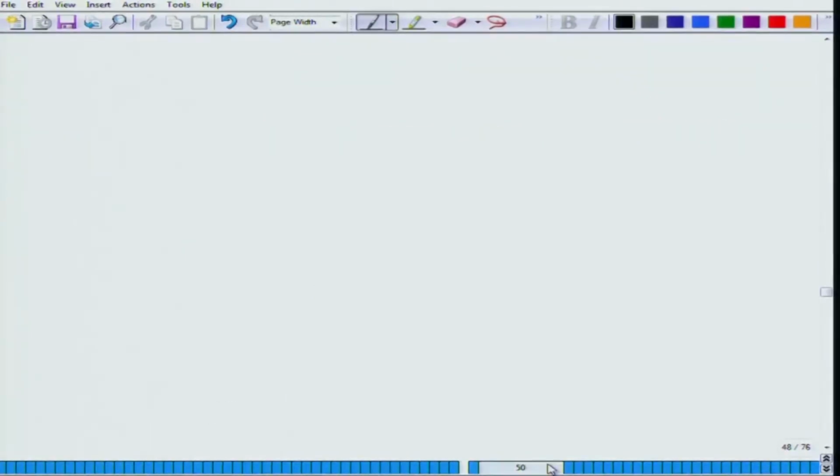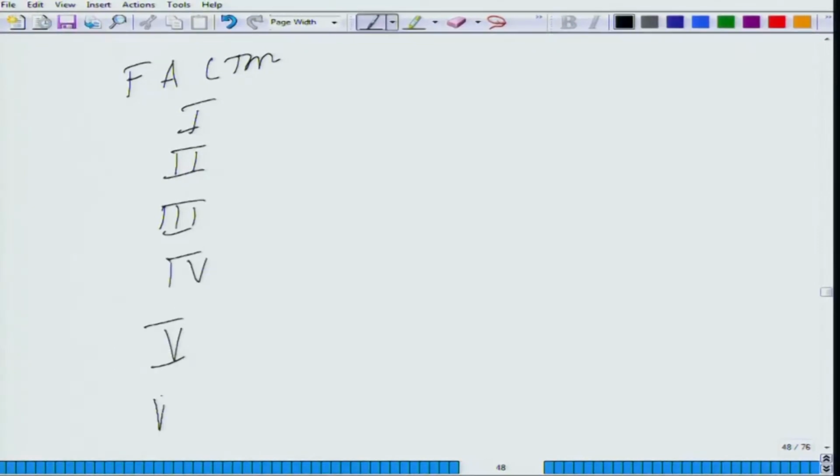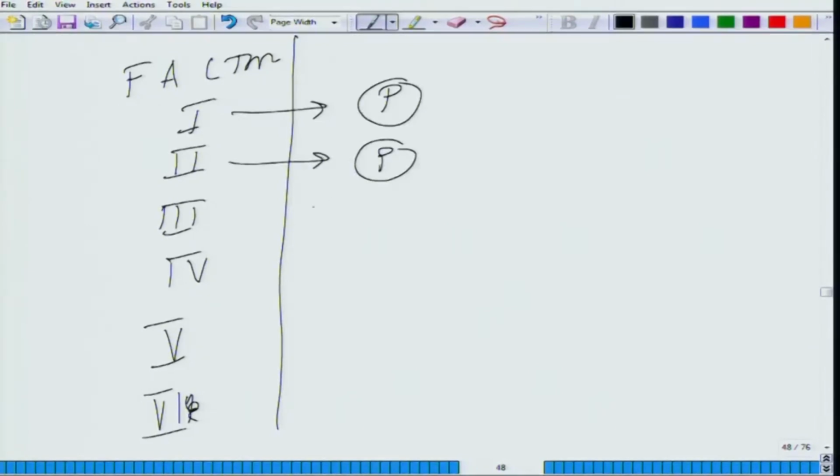Okay. Now, I will enumerate all the different factors which are involved there. So, you have factor 1, factor 2, factor 3, factor 4, factor 5, factor 6. These are the different factors which are involved in this. P stands for protein. These are all pretty much proteins. Factor 3 is a lipoprotein. Factor 4 is an ion, which is basically the calcium ion.